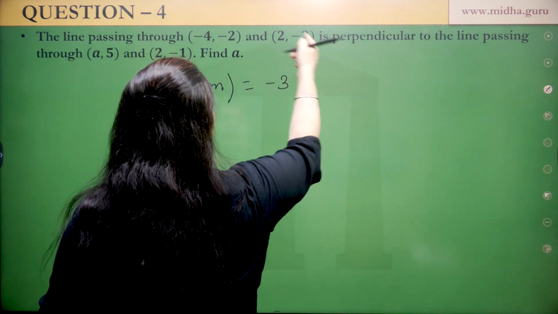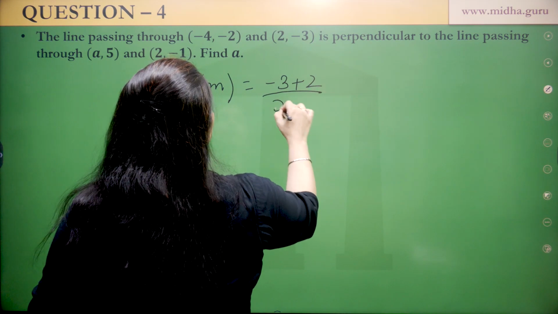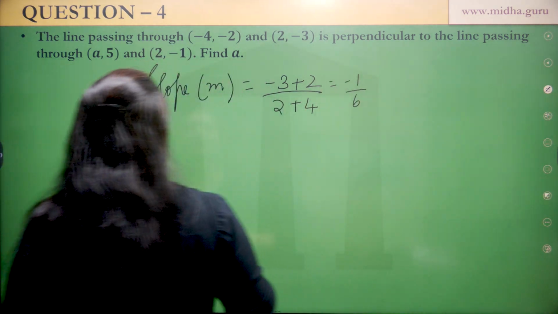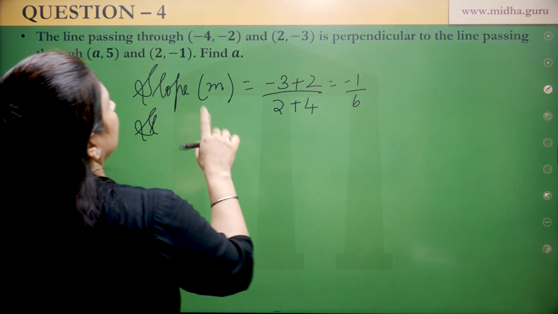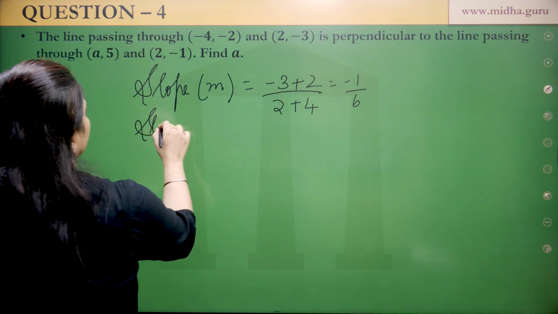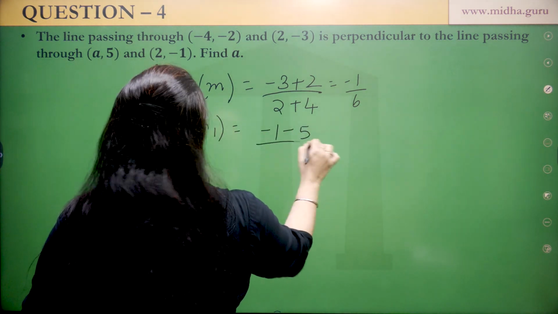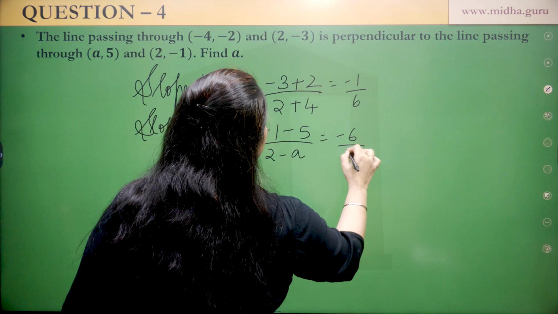So it will be minus 3 minus of minus 2, which will be plus 2, and here again it will be plus 4, minus 1 by 6. I am getting minus 1 by 6, the slope of m1. Next line: minus 1 minus 5 by 2 minus a, minus 6 by 2 minus a.